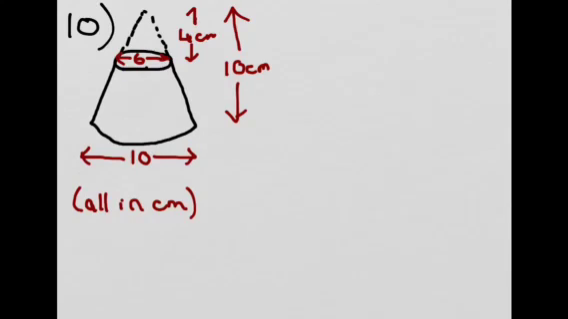In question 10, we've got a truncated cone, and we get that by cutting a small cone off of the top of a big cone, and we're looking to calculate the volume of this shape. Now the volume of a cone is given by the formula 1/3 pi r squared h. What we've got here is 2 calculations: the large cone, and also the small cone.